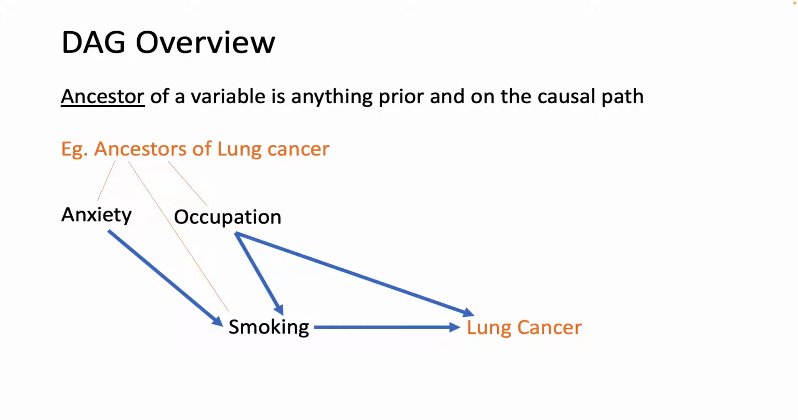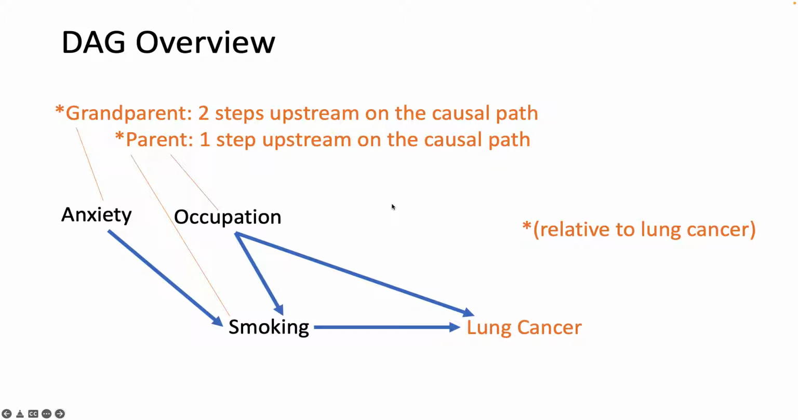So an ancestor, we're getting into some relative terminology. That's terminology used to describe where one variable is relative to another. An ancestor is anything upstream on the causal path. So relative to lung cancer, all three of these are ancestors. But if we're talking about just smoking, the only ancestor would be anxiety. A parent is something that is one step upstream on the causal path, and a grandparent is something that's two steps upstream, so a parent of a parent.